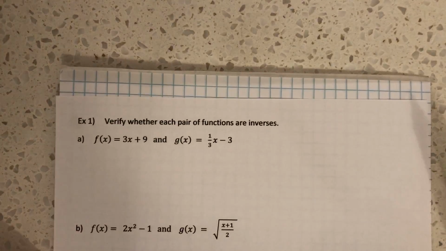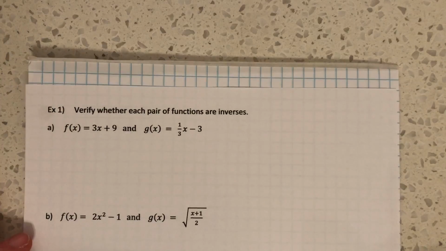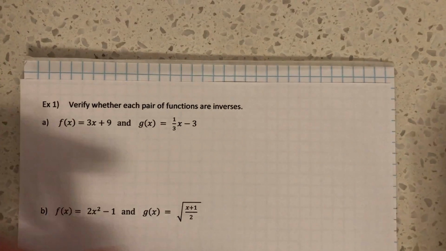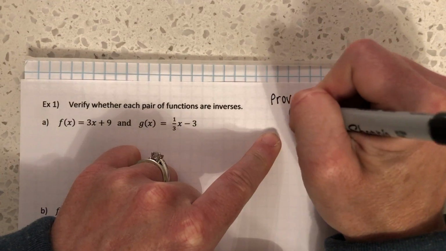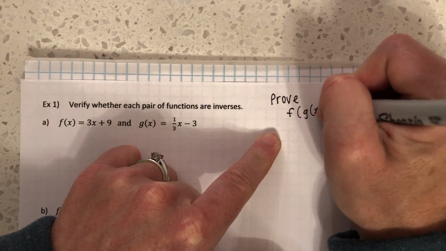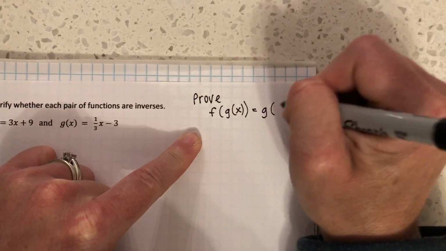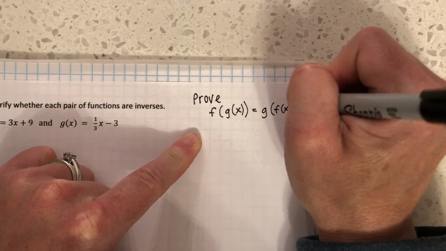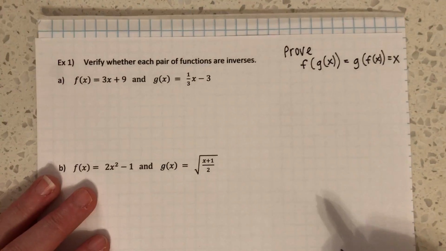Okay, so example 1. Verify whether each pair of functions are inverses. And again, what we wanna verify or what we wanna prove is that f of g of x is equal to g of f of x, which both just end up equaling x. Okay, so let's look at these two functions.